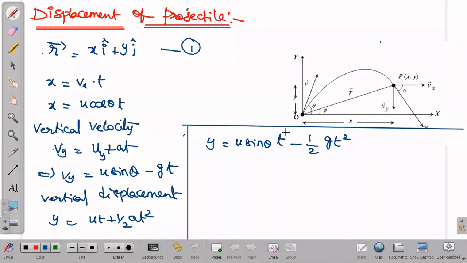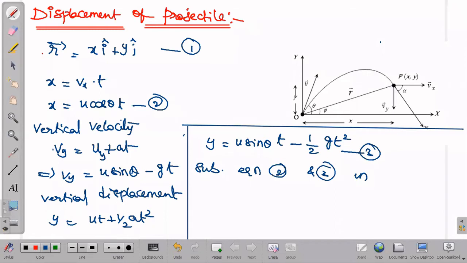Let me take this as equation number 2 and this as equation number 3. Now I am going to substitute x and y, that is equations 2 and 3, in equation 1. If we substitute them in equation 1, what do we get? I will write in the next page so that everything will fit.